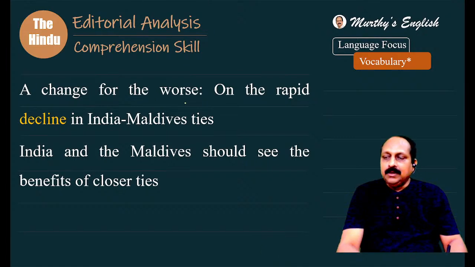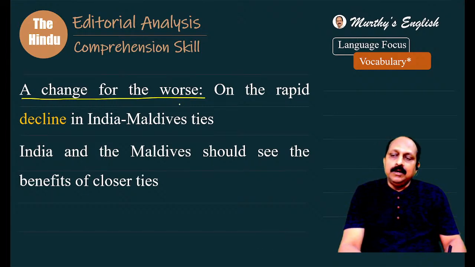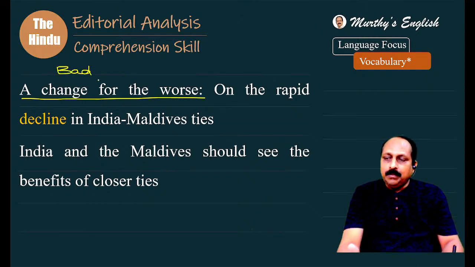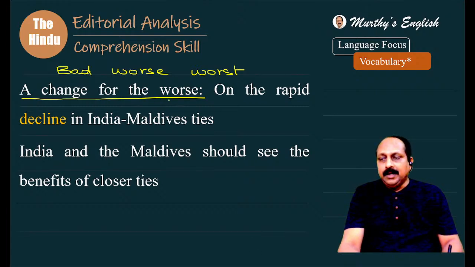A change for the worse. Here you have to focus. It's a standard expression. Do remember, we cannot touch it. At the outset, the student may get the doubt. If you take bad, what is the comparative form? Bad is a positive form adjective. What is the comparative form? Worse. What is the superlative form? Worst. You all know we have to use a definite article the with a superlative form. The worst, the best. But it's a standard expression, we cannot touch it.